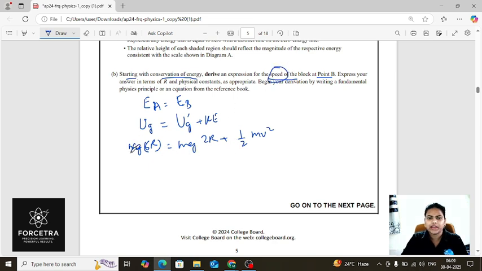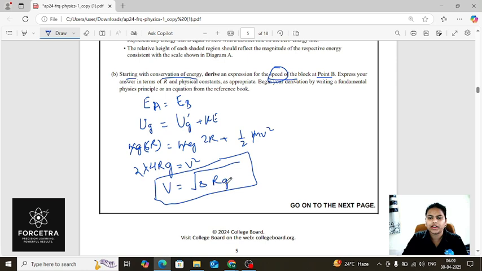So m just cancels from all parts. It would be 4r times g times 2, because of the denominator 2, is equal to v squared, or I can write v is equal to root of 8gr. This is the speed in terms of r and constants.